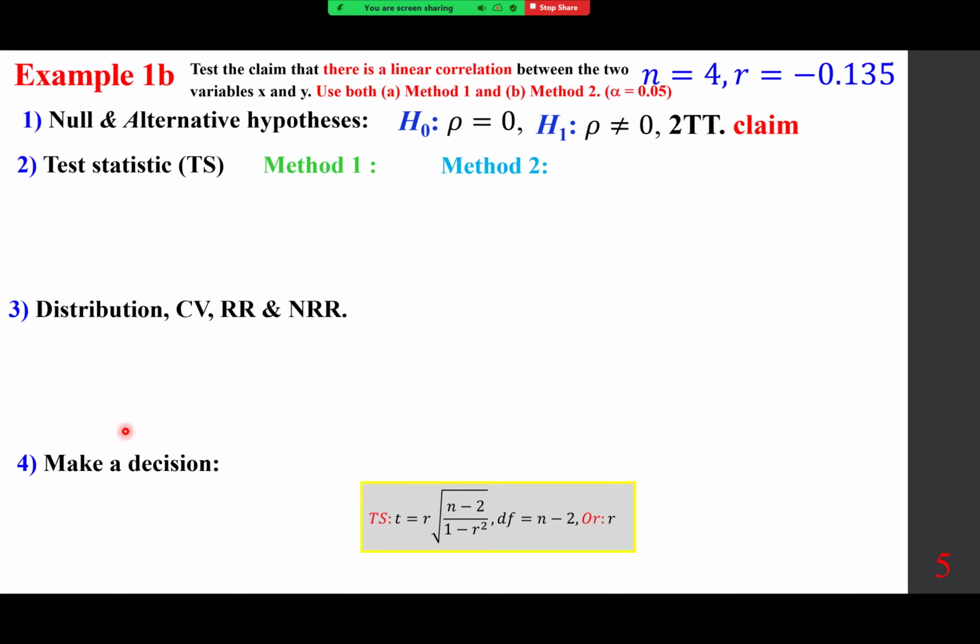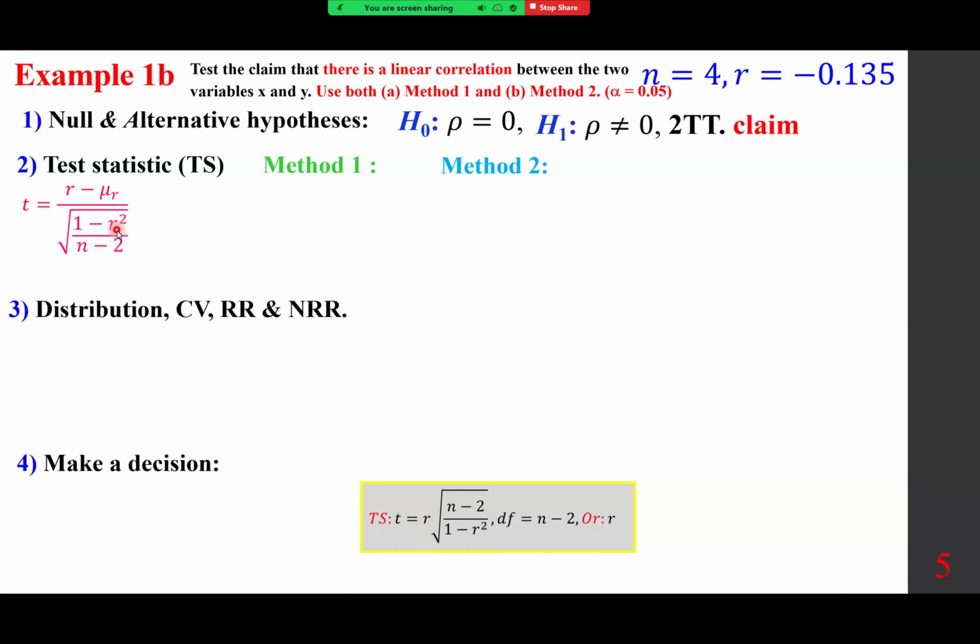Second step, so all these steps: test statistic, distribution, CV, critical value, rejection region, non-rejection region, and making a decision. So test statistic has this formula. Degrees of freedom is n minus 2. And so I want you to look at this formula. T is r times square root of n minus 2 over 1 minus r squared. And please understand that this formula and this formula are identical depending upon the way you approach it. This is basic algebra.